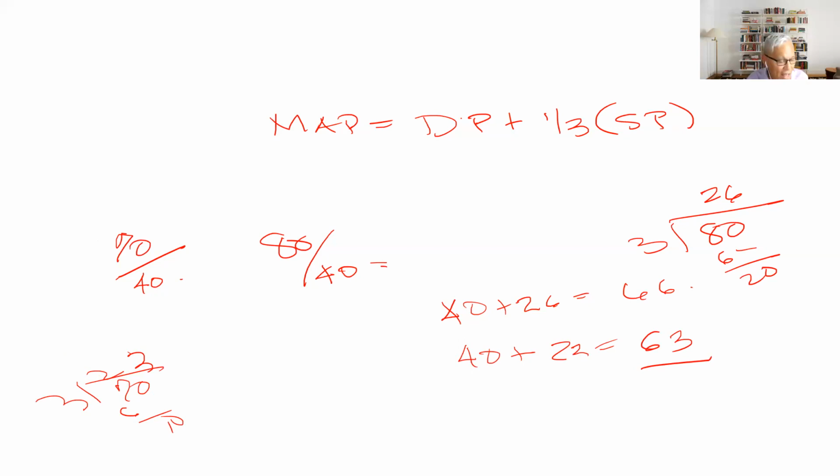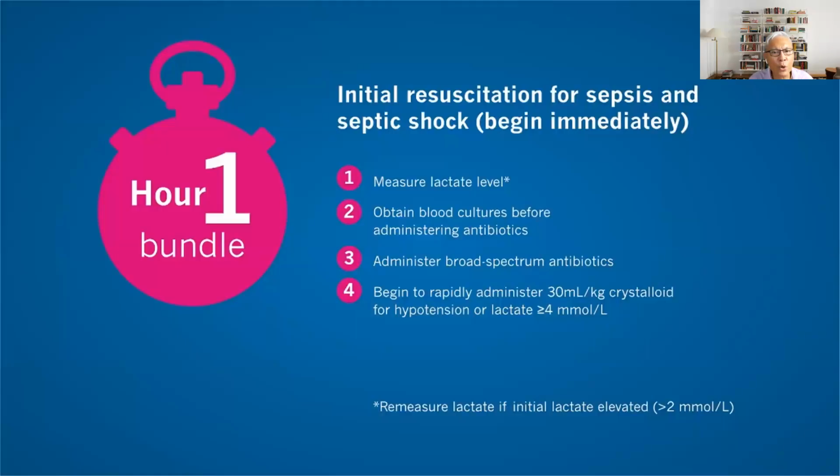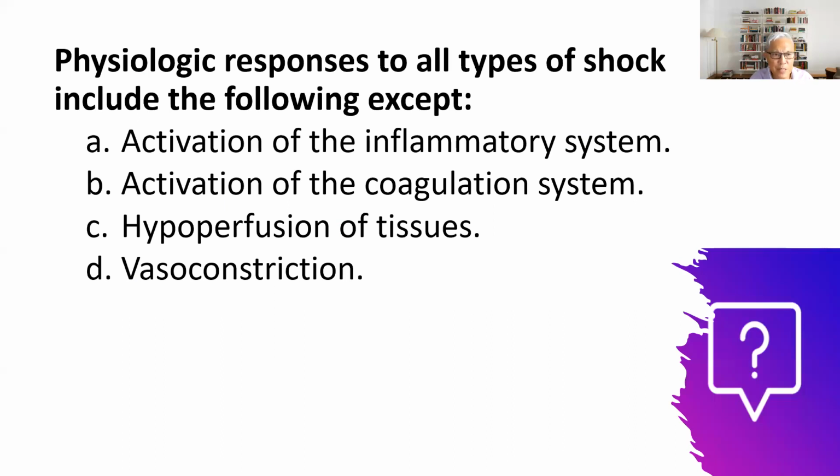Okay, so do you get that? So in your practice later on, never only look at the systolic and diastolic blood pressure. It is much more important to look at the mean arterial pressure. Okay? All right. So those are the first hour interventions as far as resuscitation of patients suspected with septic shock. All right, so let's take a look at this first poll.